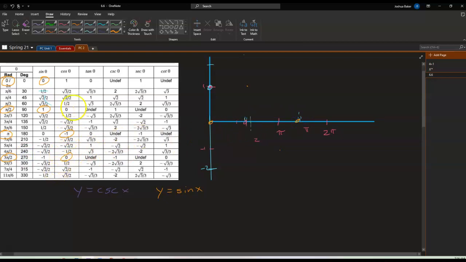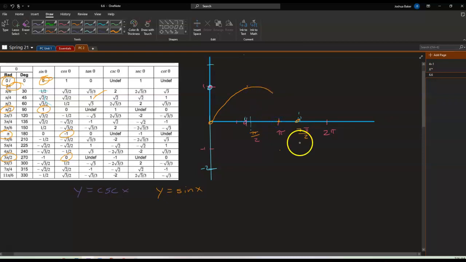And then for, where am I at? There it is. For 2 pi, it's back at 0. Okay, let me put my pi over 2 here and my 3 pi over 2 here. Let's see how well I can draw this.